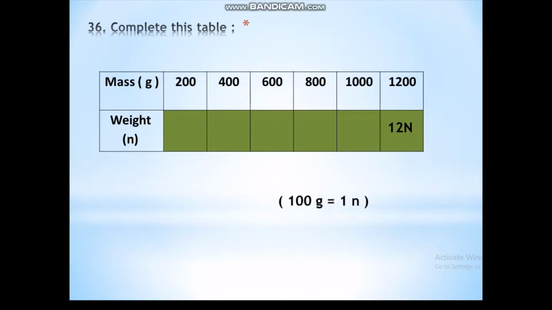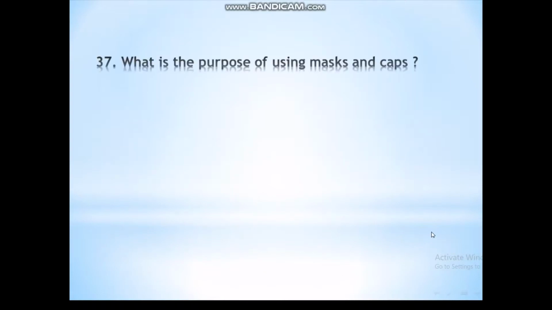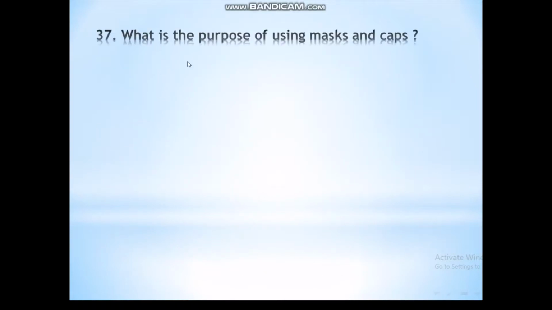Next question, complete this table. But remember that 100 grams are equal to 1 Newton. For the mass, 200 grams is equal to 2 newtons. 400 grams, 4 newtons. 600 grams, 6 newtons. 800 grams, 8 newtons. 1000 grams, 10 newtons. Next.